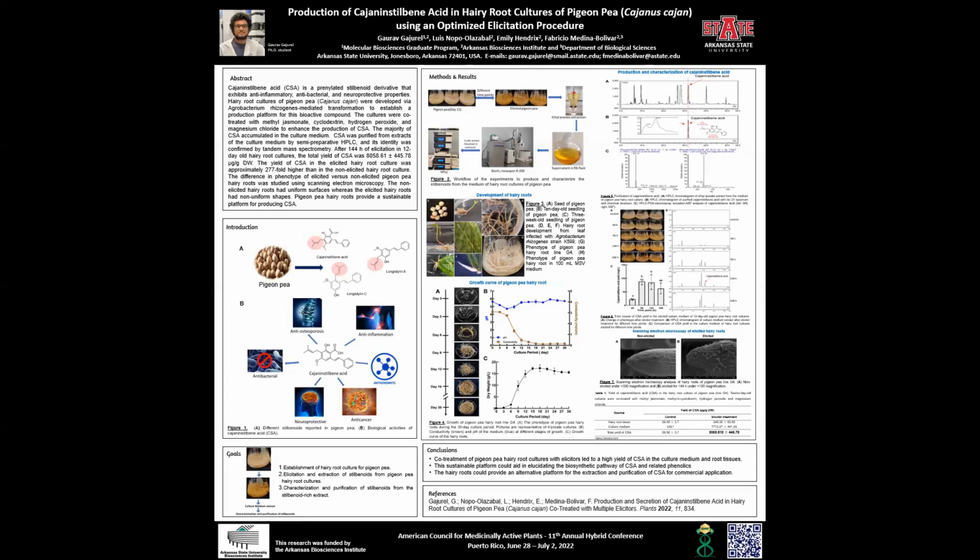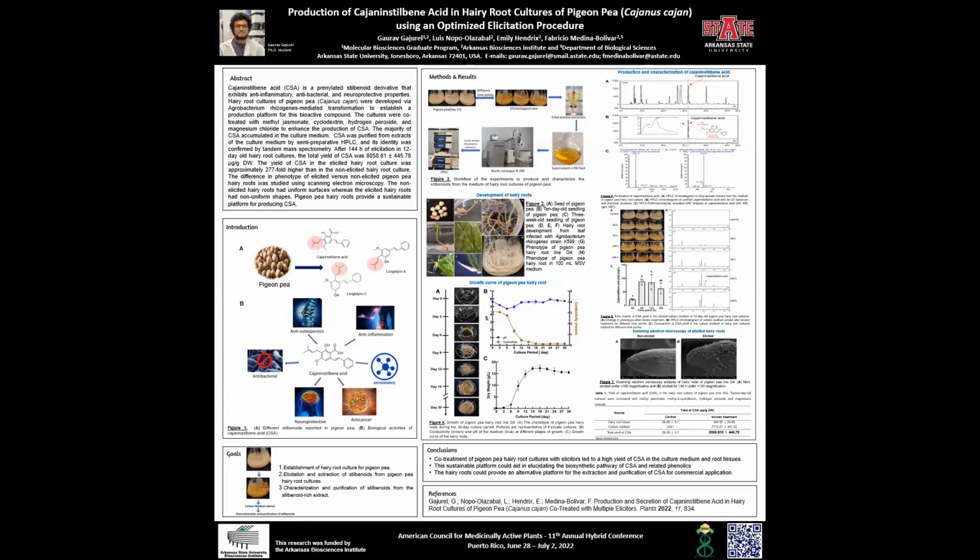To optimize the time period for production of Cajaninstilbene acid, the hairy roots were elicited for 48, 96, 144, and 168 hours. From figure 6, we can see that as the time point increased, the intensity of the yellow color in the culture media increased, suggesting secretion of stilbenoid in the culture medium. And based on figure 6, we can see that the highest accumulation of Cajaninstilbene acid was at 96 and 144 hours.